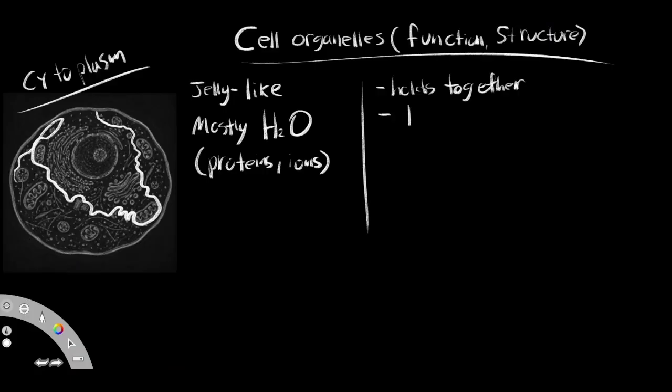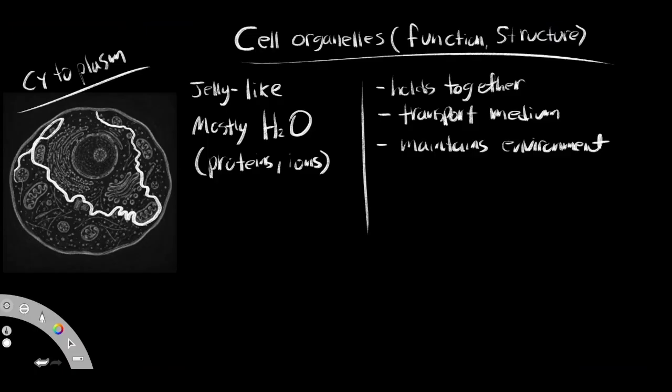Okay, it's also important to know that it's a transport medium for nutrients, okay? So it's a transport medium for nutrients. It maintains an optimal environment, okay? So particularly temperature is a big one, okay? It maintains an optimal temperature. Again, because cytoplasm is made mostly out of water.